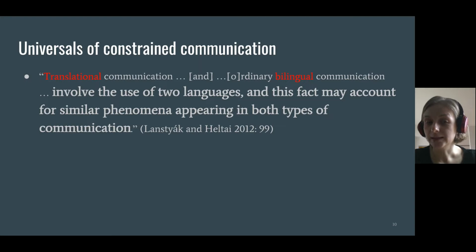Now, there are certain tendencies or rules that are called universals of constrained communication. They say that translational communication and ordinary bilingual communication involve the use of two languages. And this fact may account for similar phenomena appearing in both types of communication. So because we are processing two languages when we speak a foreign language and when we translate, we can assume that the language that we use in these two situations can be similar.